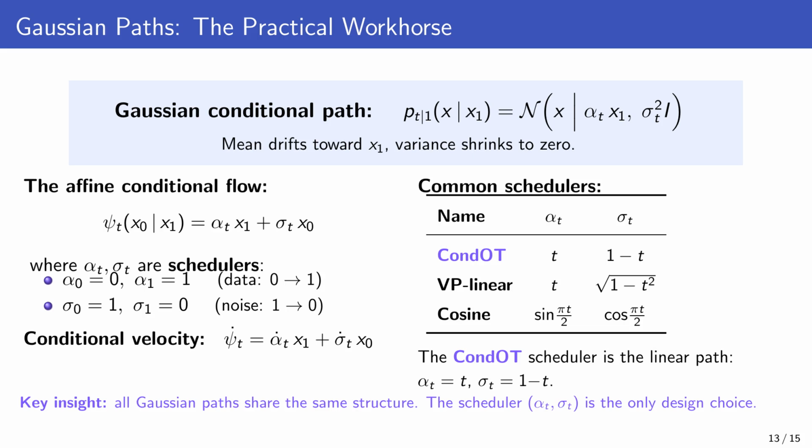The table on the right shows 3 common schedulers. The Conditional OT scheduler sets alpha t equals t and sigma t equals 1 minus t. This is exactly the linear path we already discussed. The VP linear scheduler uses sigma t equals the square root of 1 minus t squared, which preserves the variance throughout the path. The cosine scheduler uses trigonometric functions for a smoother transition. The key insight is that all Gaussian paths share the same structure. The only design choice is the scheduler. Once you pick alpha t and sigma t, everything else, the conditional flow, the conditional velocity, and the training procedure, follows automatically.